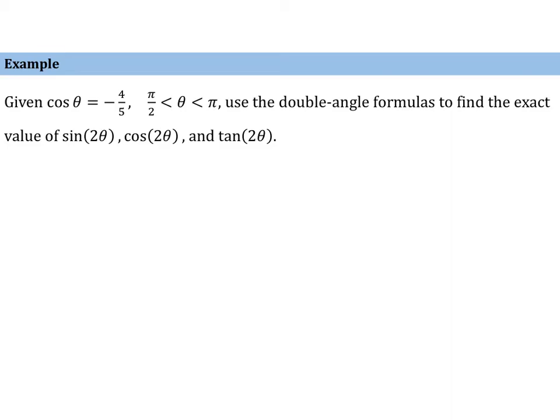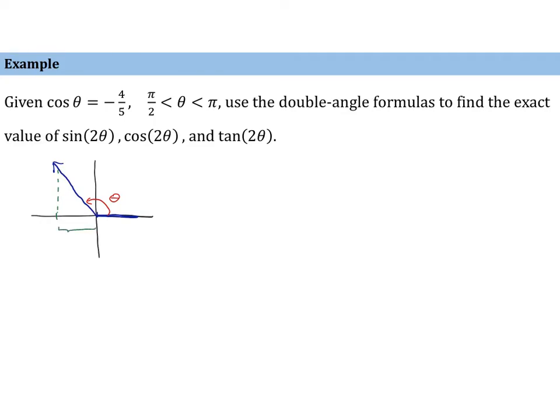So in the previous example, theta was acute. In this example, theta, however, is between pi over 2 and pi. So let's go ahead and sketch our angle in the appropriate quadrant. And since pi over 2 to pi is the second quadrant, that's why cosine of theta is negative. We can now sketch, this is theta, and we can look at our representative triangle in the second quadrant.